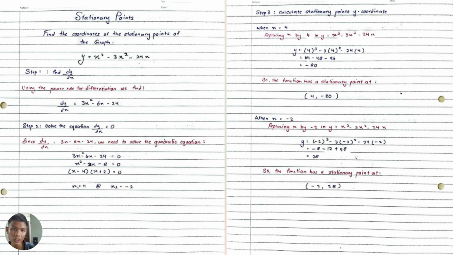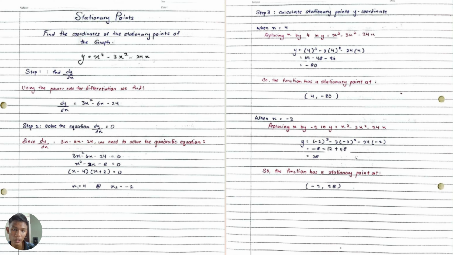Step 3, calculate the stationary points' y coordinates. When x equals 4, we replace x by 4 in the given equation and we will get the answer. So y equals 4 to the power of 3 minus 3 times 4 squared minus 24 times 4, and the answer is negative 80. So the function has a stationary point at 4, negative 80.